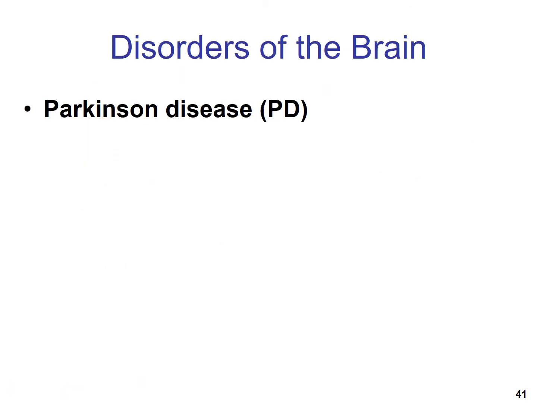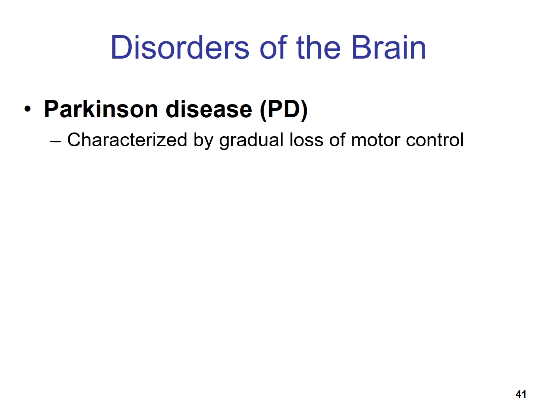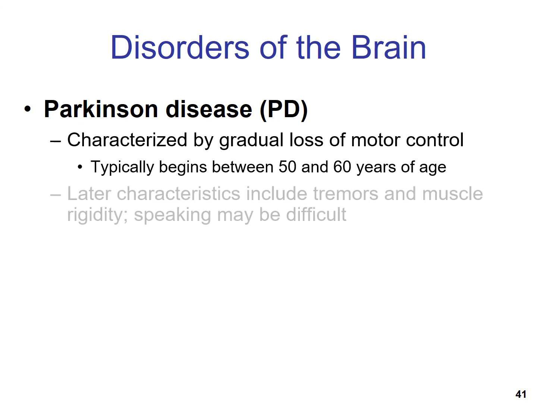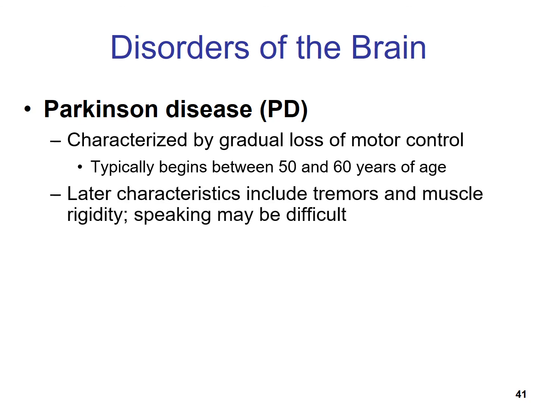Okay, Parkinson's disease is usually characterized by a gradual loss of motor control, and it usually onsets between 50 and 60. Later on, you can have tremors, muscle rigidity, speaking can be different. You can also have emotional effects, and it can also have effects on memory.